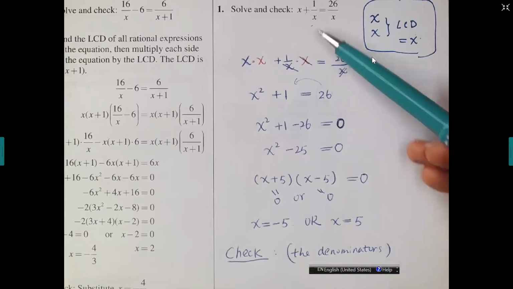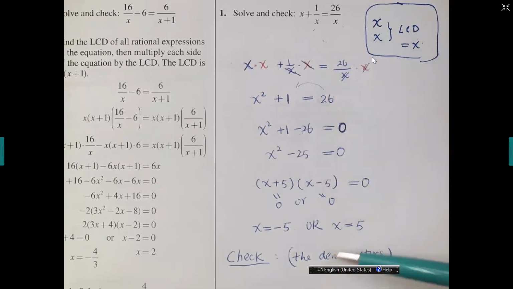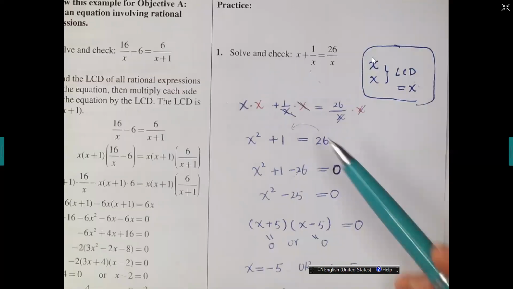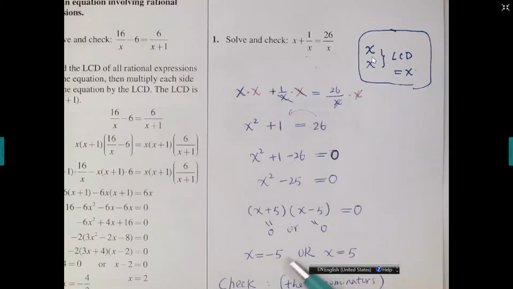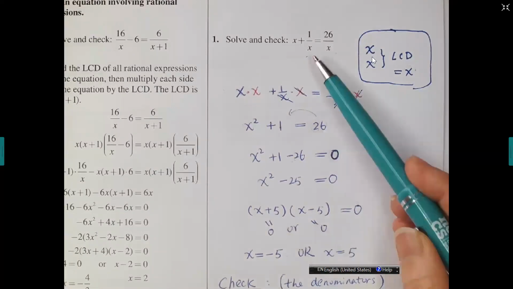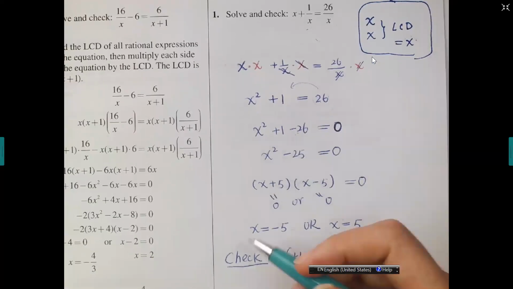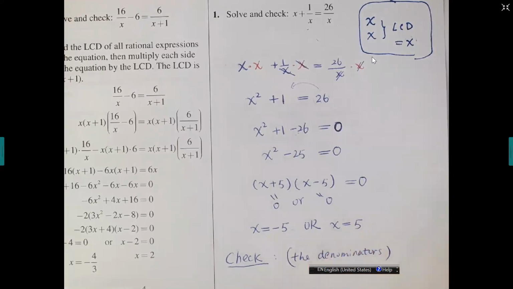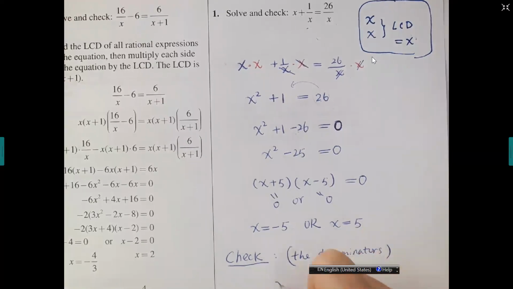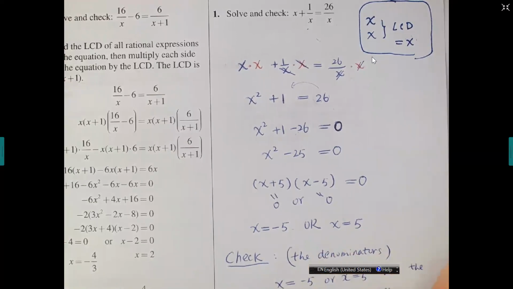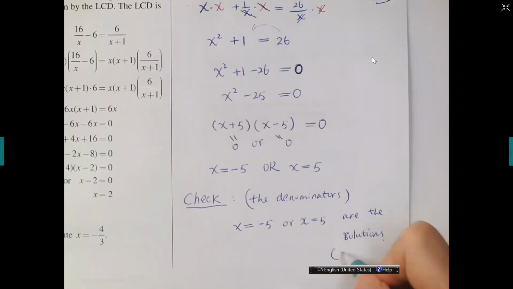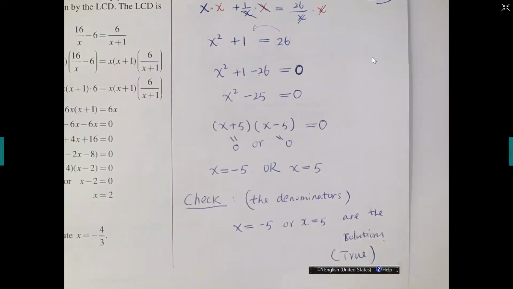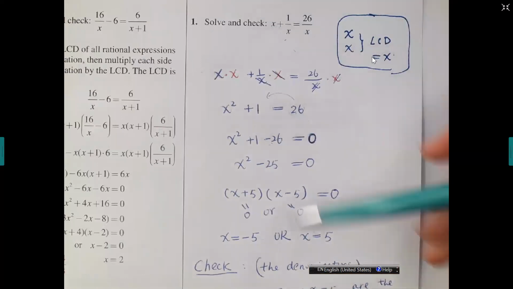Does any of the denominators turn into 0 when we plug this back? We quickly see the x is in the two denominators. Neither of the two solutions will make the denominator 0, so that's okay. So x equals negative 5 or x equals 5. They are the solutions. There are two solutions, and they are the true solutions. Okay, so this is one simple example.